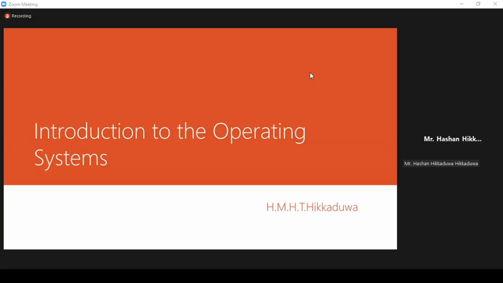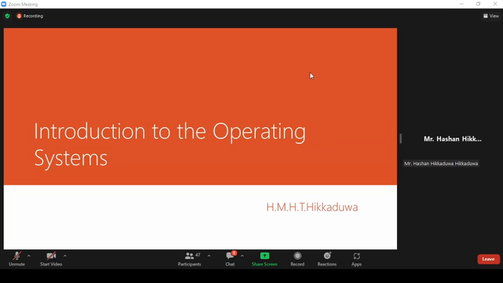Okay. Operating system is a category of system software. Keep in mind, it is a category of system software. There's one answer that says it is the interface between person and hardware. So there are a lot of definitions.